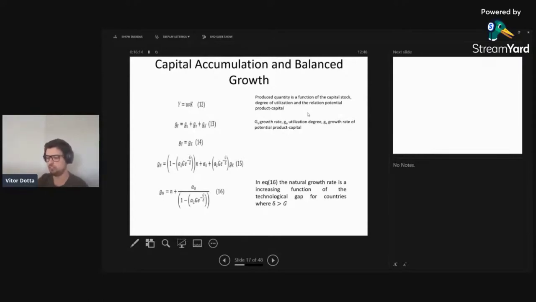In equation 16, for instance, after some algebraic manipulation, we arrive at the natural growth rate of this economy, which is an increasing function of the technological gap for countries where delta, which is the absorption capacity of the economy, is smaller than G, which is the technological gap.